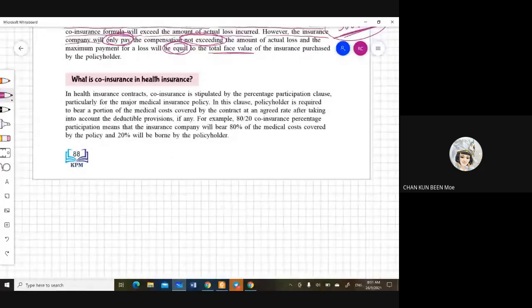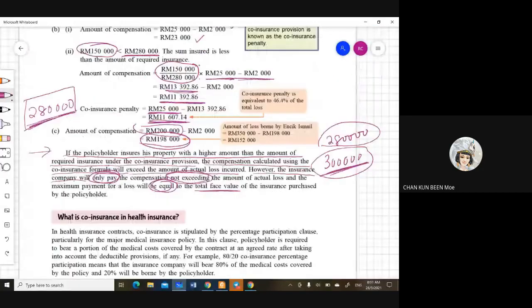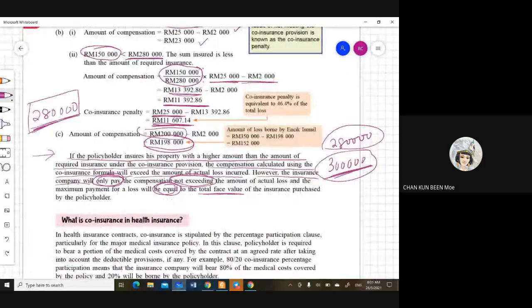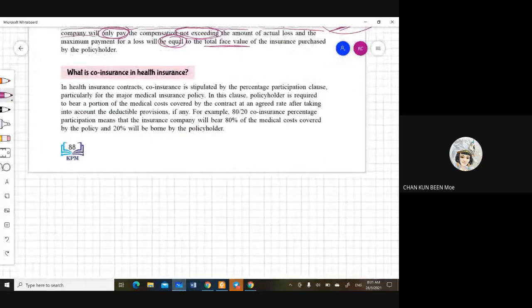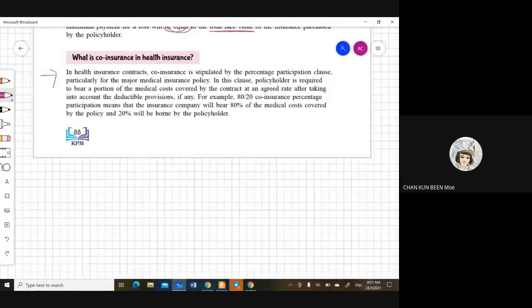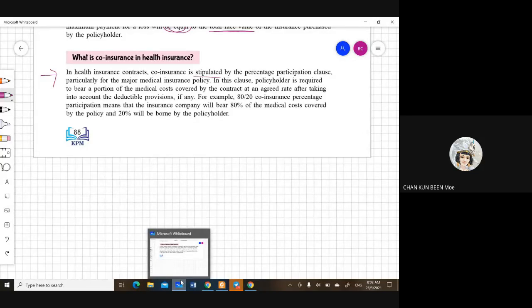What is core insurance in health insurance? Just now it was core insurance in property insurance, your house. Now we move to core insurance in health insurance. Okay, we look at the paragraph here. In health insurance contracts, core insurance is stipulated by the percentage participation clause. You see a lot of bombastic words over there. Stipulated means ditetapkan by the percentage participation clause. Clause tu adalah klausa-klausa, it's just like pasal. Particularly for the major medical insurance policy.